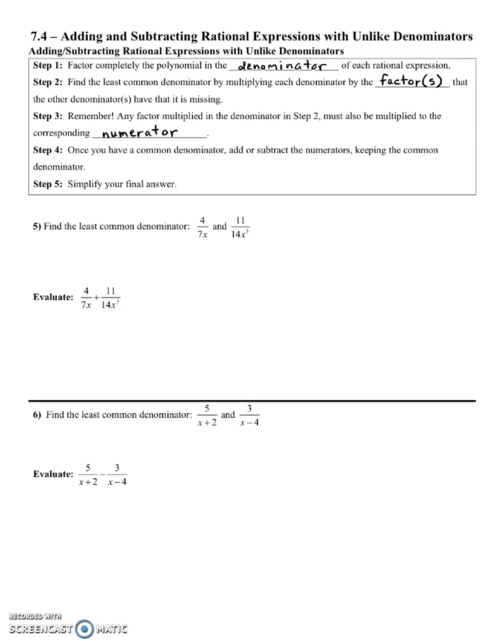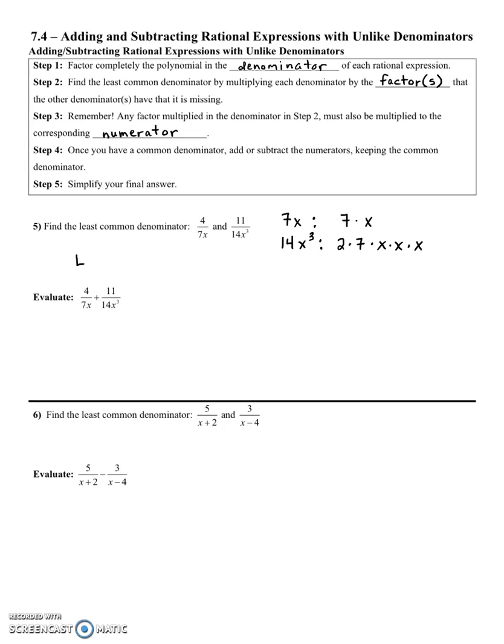Well, first, we break each denominator down into its smallest factors. So 7x factors as 7 times x. That's all it is. 14x cubed, on the other hand, 14 is 2 times 7, and then x cubed is 3 x's. So we have 3 x's multiplied in after that.